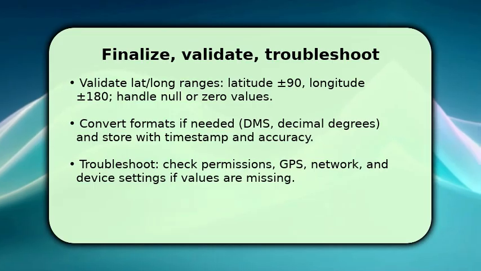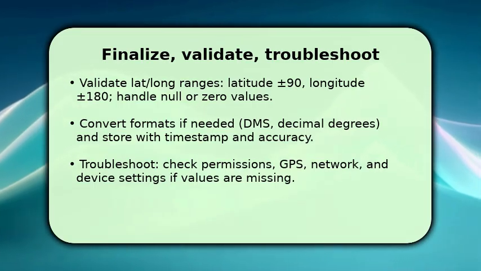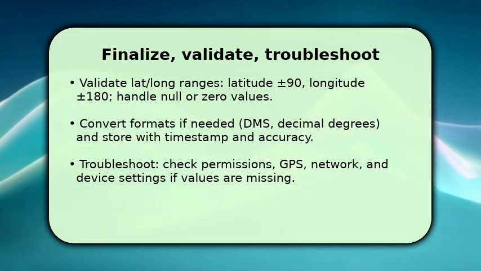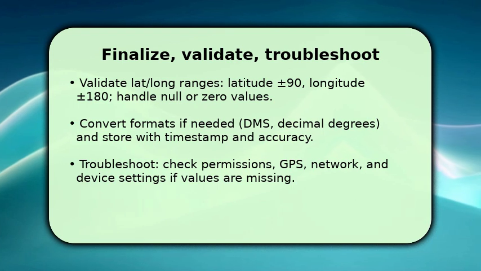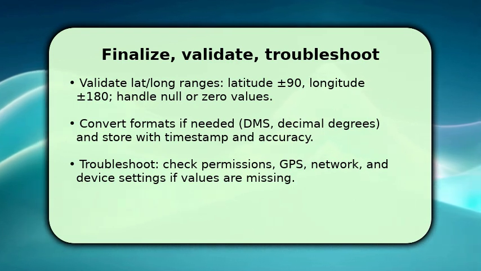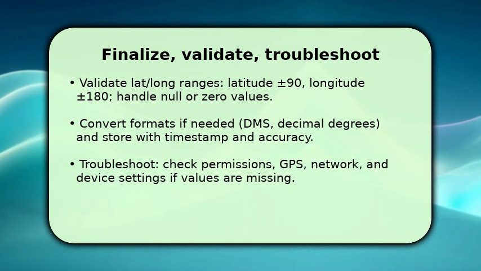If things go wrong, first confirm the app still has permission and the device has GPS enabled. Then check for airplane mode, poor satellite lock, or missing hardware. This single troubleshooting tip fixes most location failures.